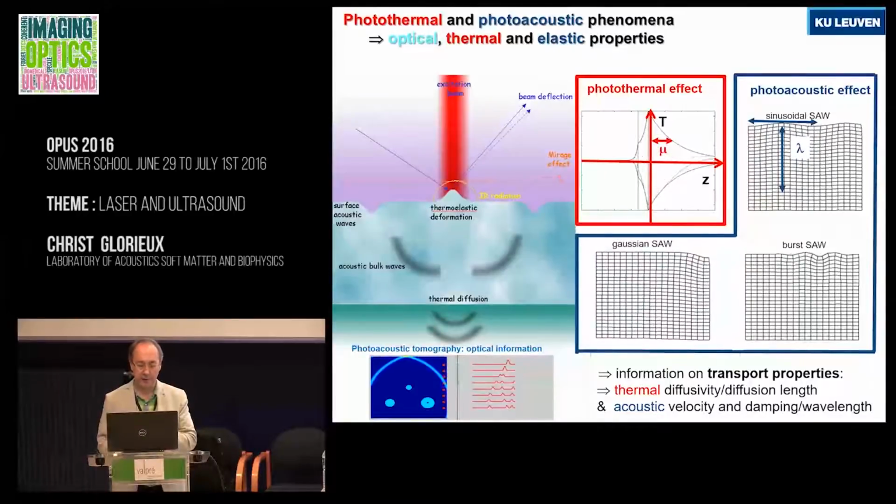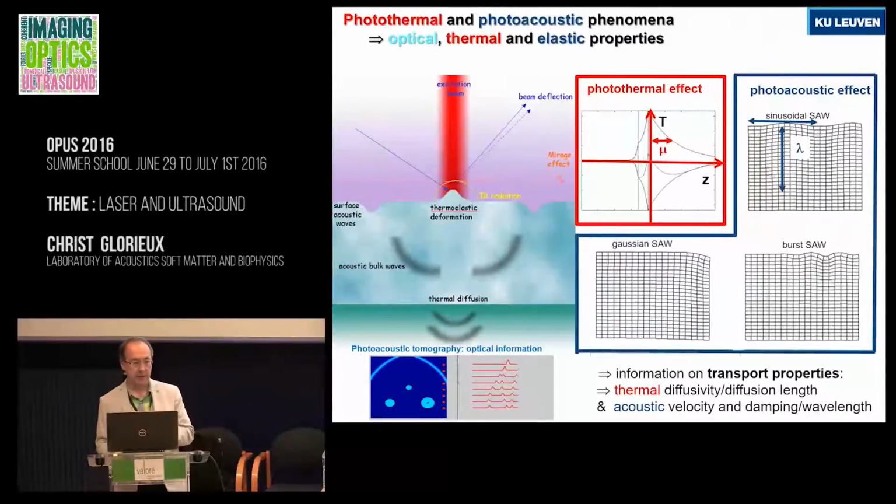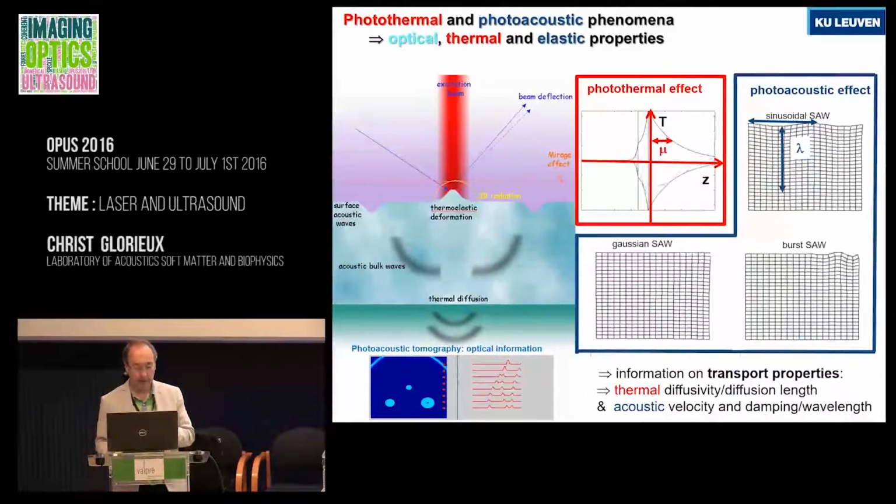Because the speed of sound, the speed of the waves, will depend on the elastic modulus of the region that you are probing, and so that can be modified. So the take-home message of this slide is that we are using light to make acoustic waves and thermal waves, or thermal diffusion at least, to get information about thermal properties and acoustic properties, acoustic modulus.